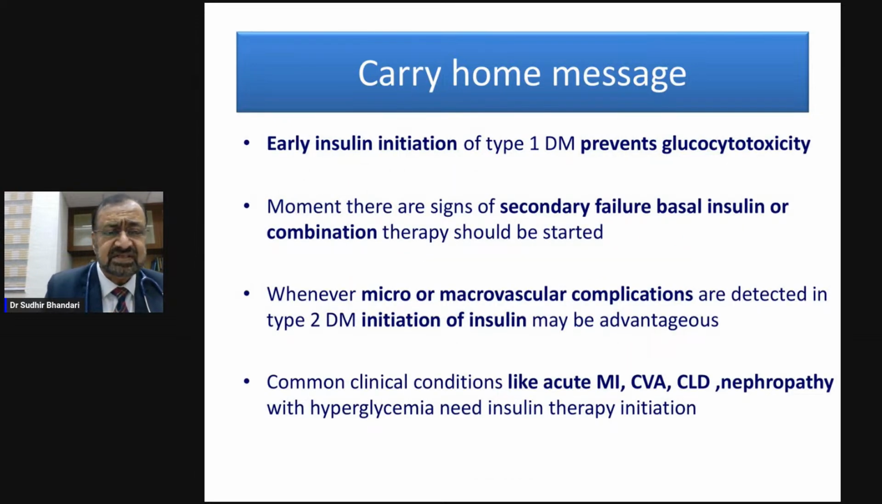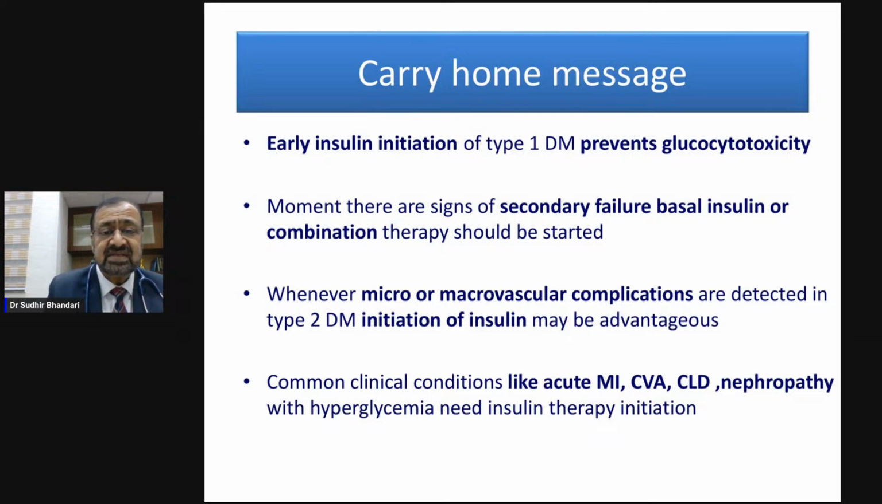The take home message is early initiation of insulin in type 1 to prevent glucotoxicity. But here the challenge is convincing the patient and deciding the type of insulin therapy, as basal bolus is best, but the patient's lifestyle and diet are important.